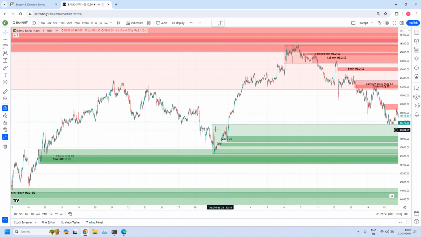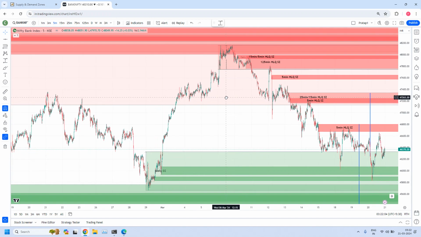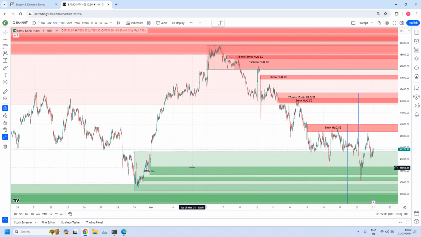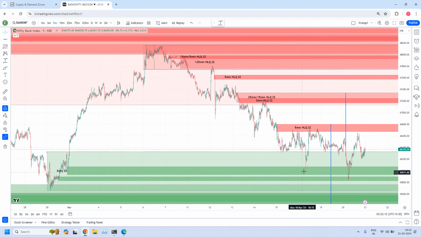The only reason we are giving importance to this daily zone is that it originated from a high liquidity zone. That's why we are giving importance to this demand zone. And moreover, we are planning only intraday trades. See, this daily demand zone is already tested. That's why this fine-tuned 5-minute zone inside the daily is already tested, and today it is violated.